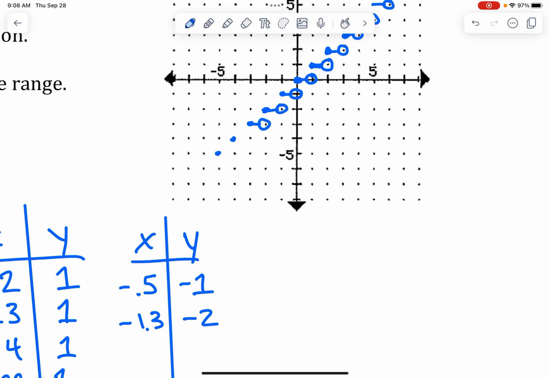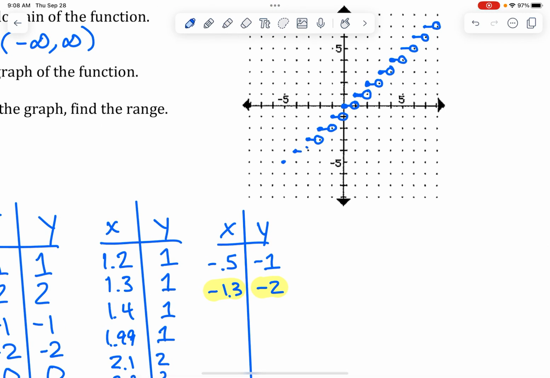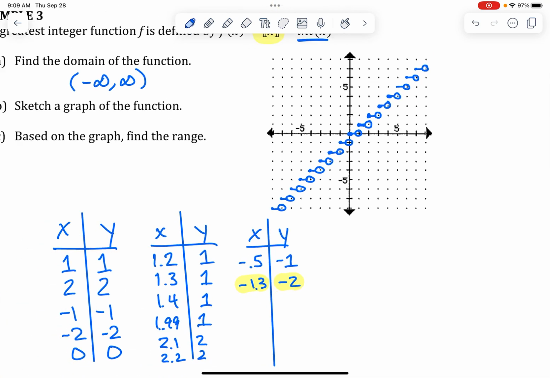But a lot of people just look at the positive values and go, oh, it's 1.2, I go to 1. It's 1.3, I go to 1. 2.1, I go to 2. -1.3, I go to -1. But the negatives are tricky. You have to make sure that you go to the next lower integer. All right? That's what the graph is, and you can see the steps just keep going and going. That's the idea. So that's a step function.